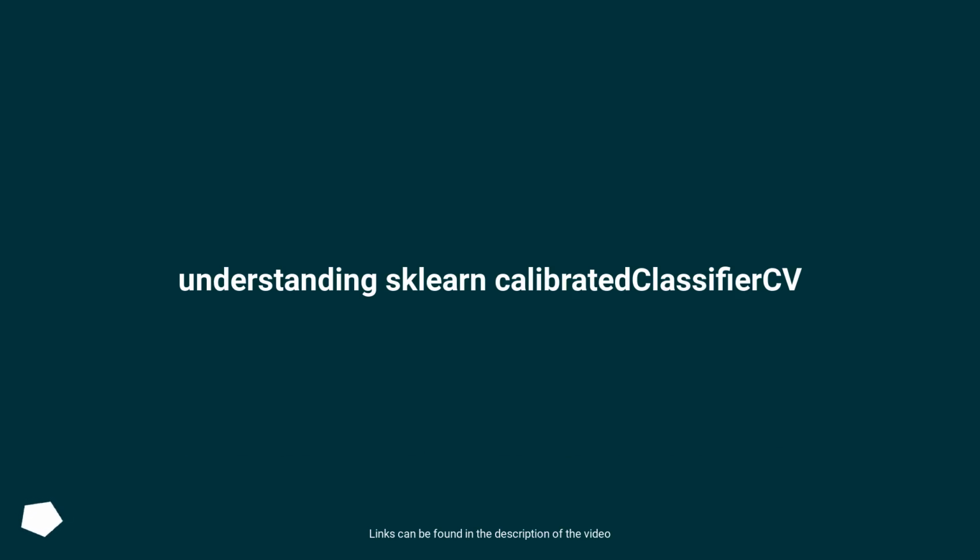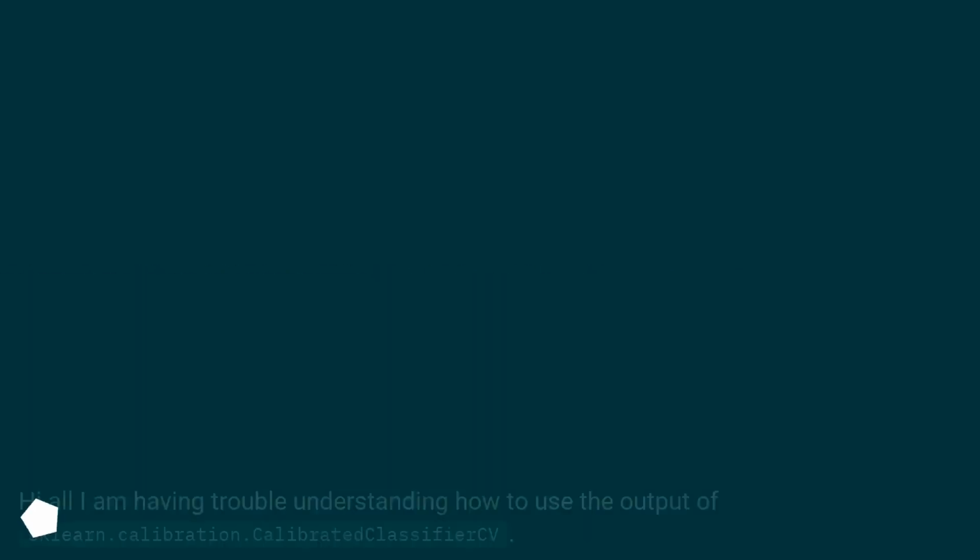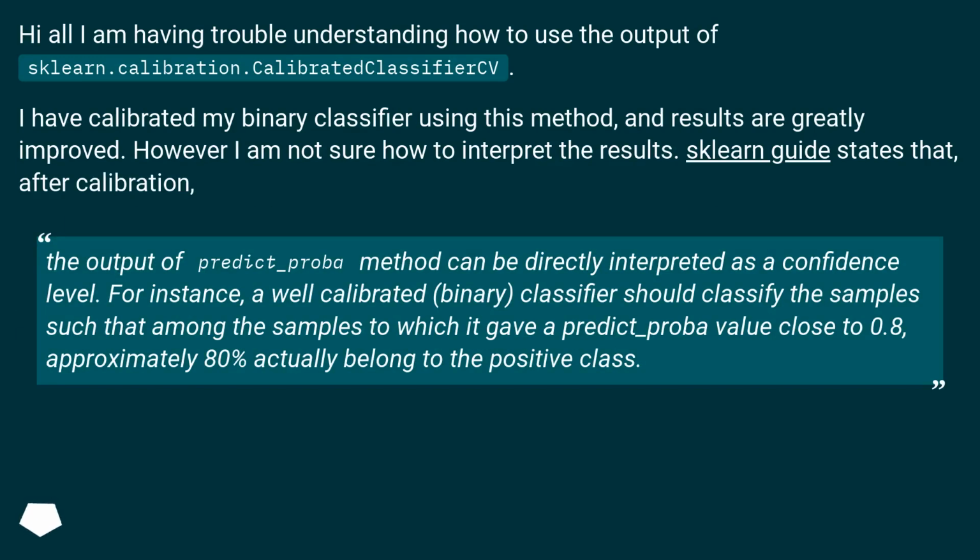Understanding sklearn calibrated classifier. Hi all, I am having trouble understanding how to use the output of sklearn.calibration.CalibratedClassifier. I have calibrated my binary classifier using this method, and results are greatly improved. However, I am not sure how to interpret the results.